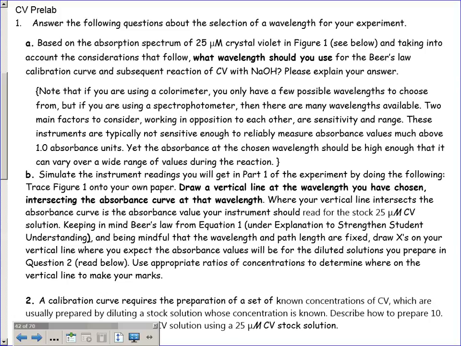Have you used the sodium hydroxide yet? No, because does the sodium hydroxide, well, first of all, does the sodium hydroxide affect the absorbance? Sodium hydroxide is clear, right? So it shouldn't affect the absorbance. However, what's it doing with the CV? It's reacting with it, consuming it. It's no longer purple, it's going clear.